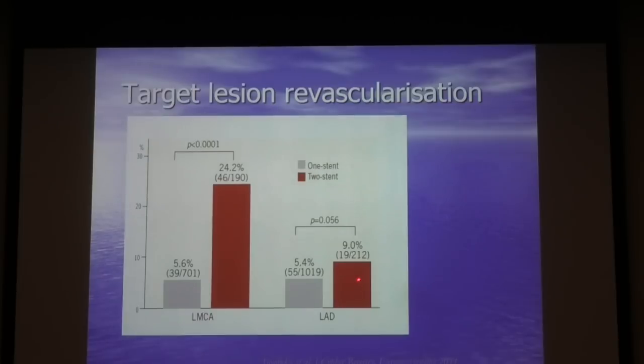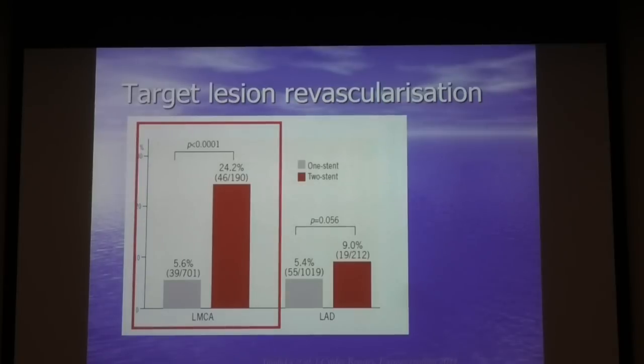In the LAD, the risk is double. However, in the left main, it's about 5 times more. So you should always avoid a two stent strategy in bifurcation in general, but in left main in particular, because the risk of restenosis is extremely high with a two-stent strategy. Now there are cases where you have to do a two-stent strategy, and we'll show some of those cases. But in a lot of cases, 80%, they can be treated with a single stent strategy.